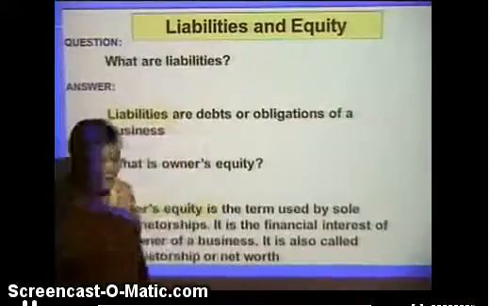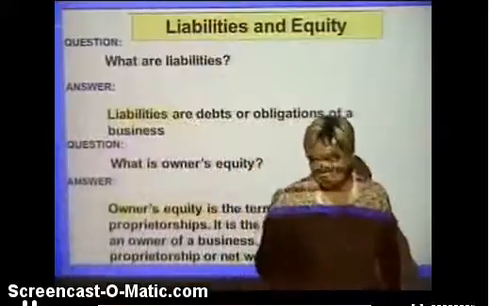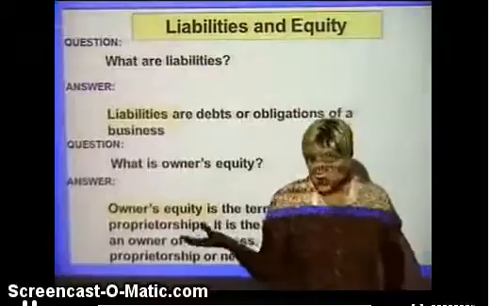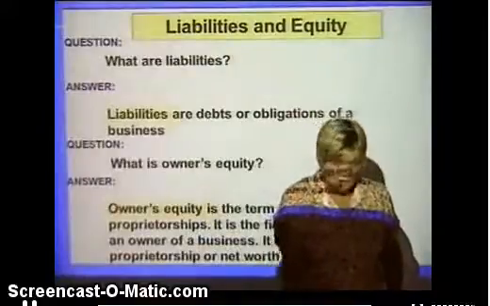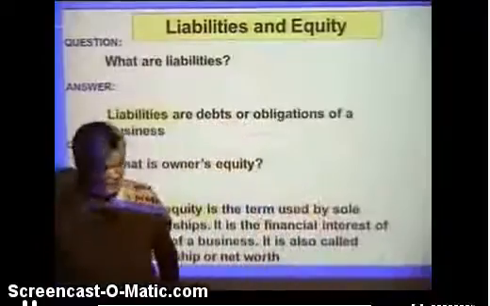All right. The liabilities, the creditors get first. They get paid first if something happens. They're number one. They get their money first.